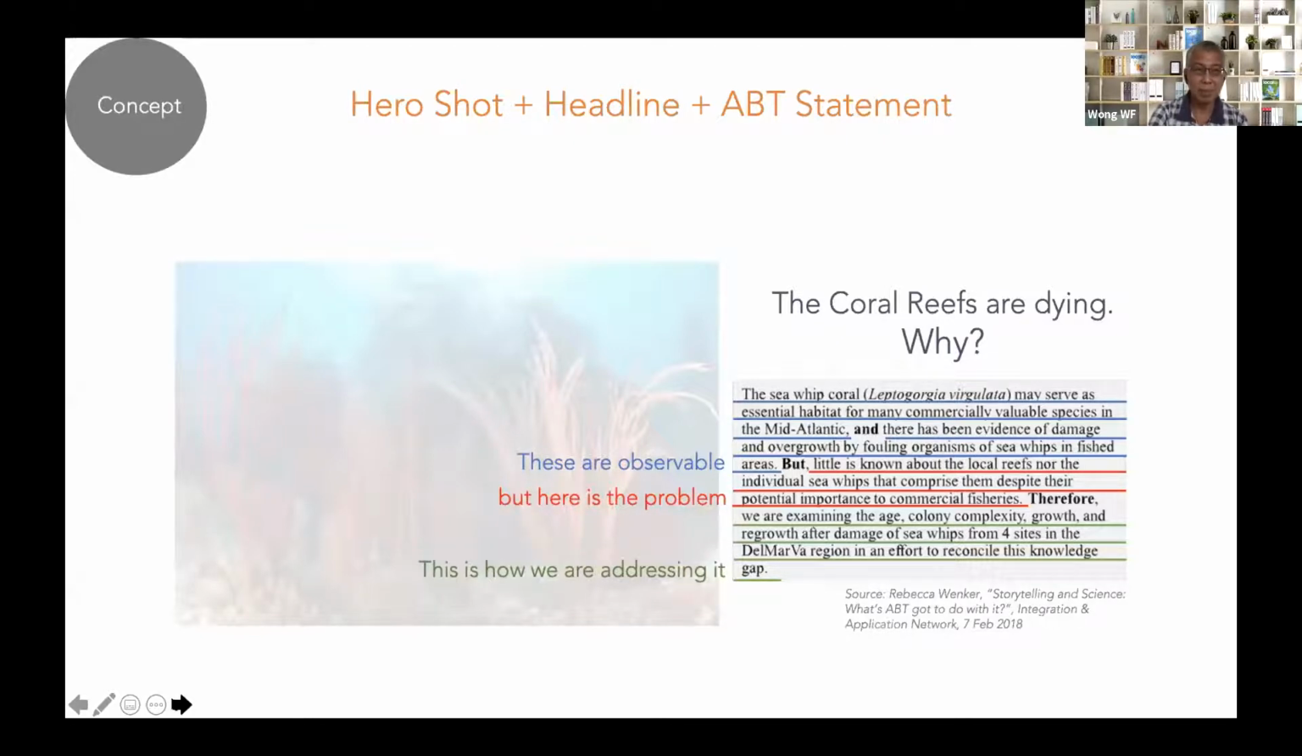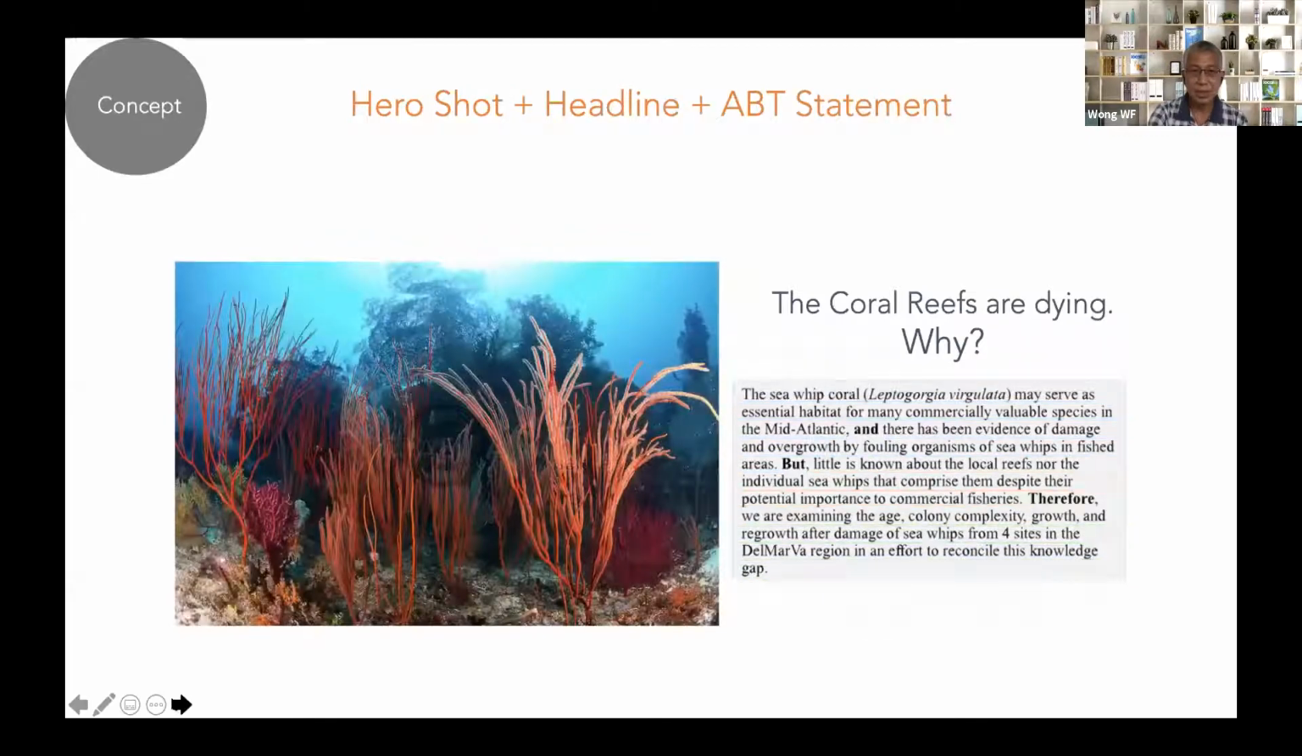I mean, sometimes I know the publisher asks for it, but you still have the chance to rewrite certain things. An ABT statement is always a good approach. So this is basically how the graphical abstract looks like.